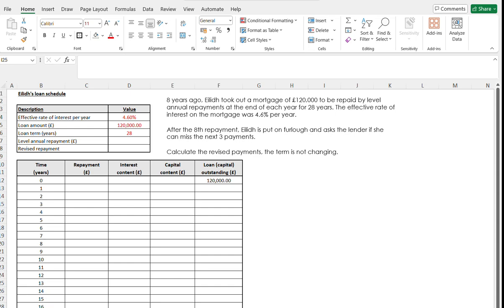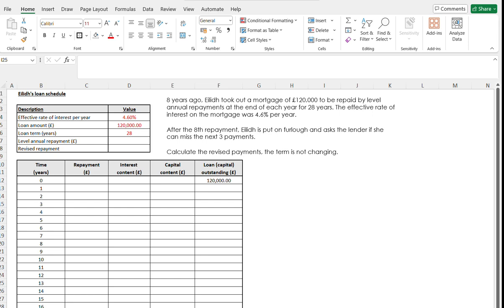Okay, so another alteration that you can make to a loan is you can ask for a payment break during the loan. So in this example, we've got Ailey took out a mortgage of £120,000 and that's going to be annual repayments at the end of each year for 28 years. We've got an effective interest rate of 4.6% per year.